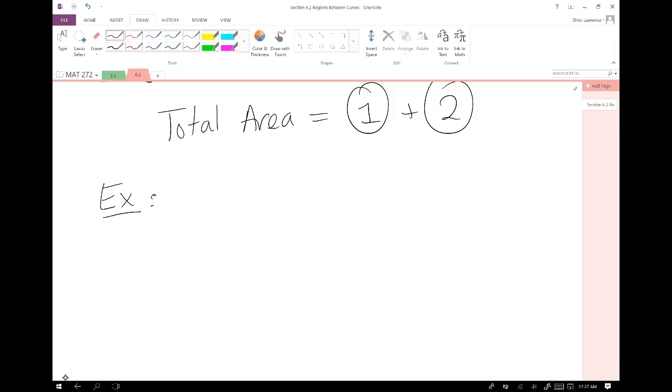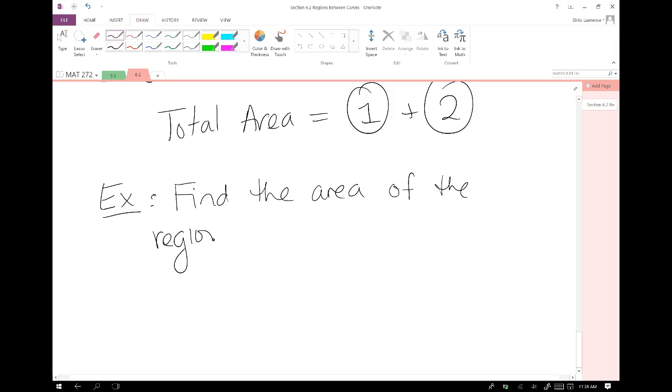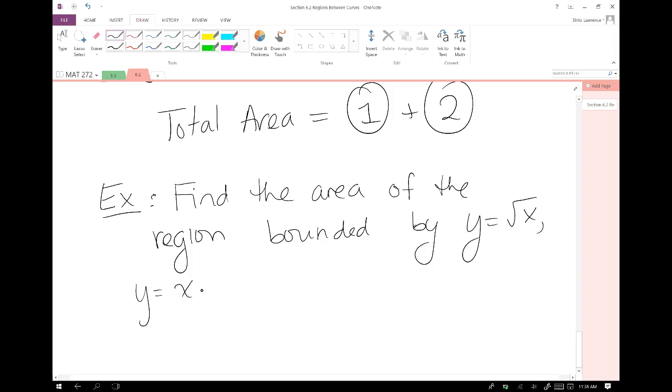So our next example, we're going to have to use this concept. It's not going to exactly look like the picture I just gave you, but we are going to have to use the same concept. So we're going to try to find the area of the region bounded by y equals square root of x, y equals x minus 2, and y equals 0. So we've got 3 boundaries.